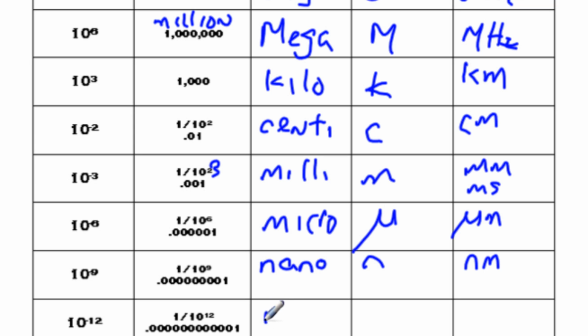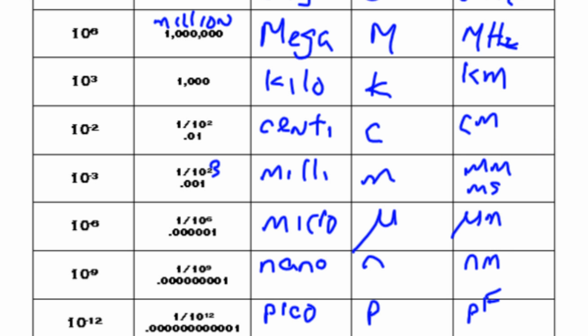10 to the minus 12 is going to be a trillionth, or pico, and that's a little p. Picofarads: there's an electronic component called a capacitor. Often that can be in the order of picofarads.